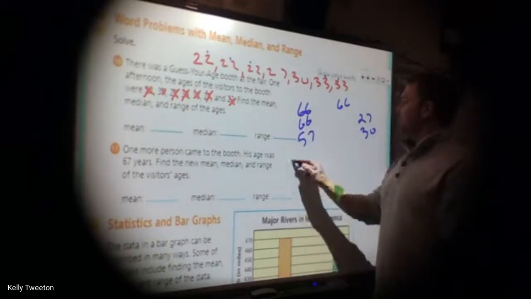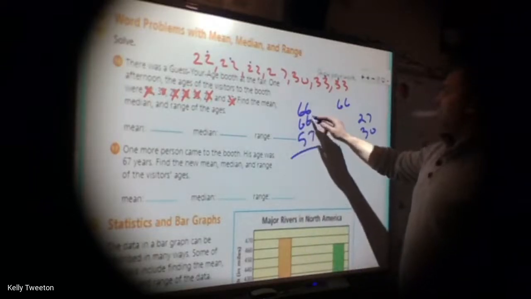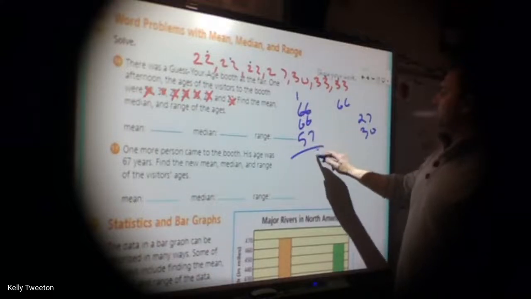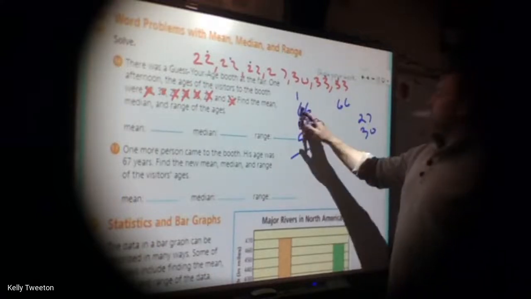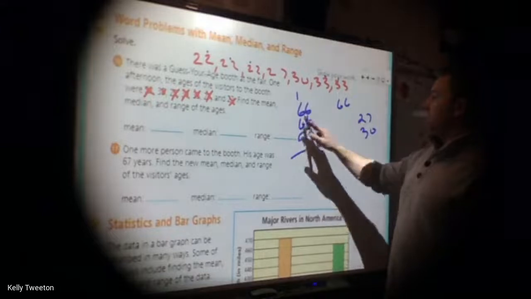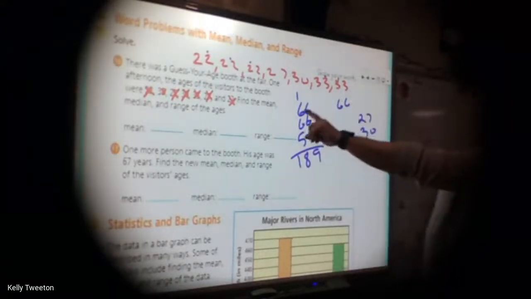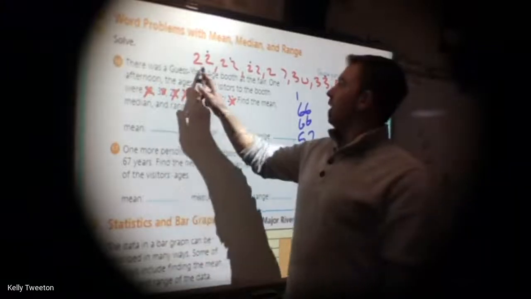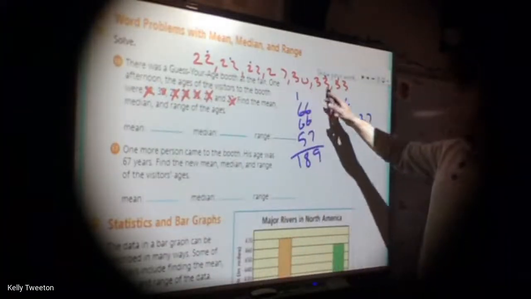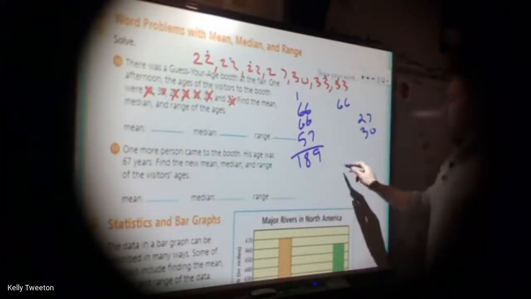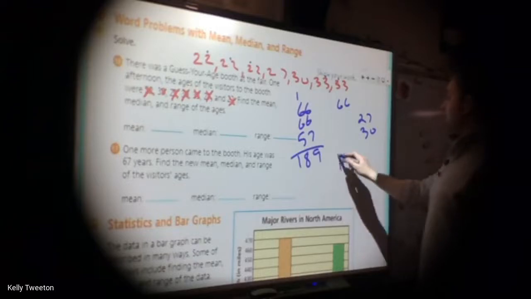Now let's add them all up. 12 plus 7 is 19. 12, well, that would be there. It'd be 66 and 66, so 132, 189. But how many numbers did we have? We said we had 7, right? 1, 2, 3, 4, 5, 6, 7. Okay, so I'm going to take 189 divided by 7.